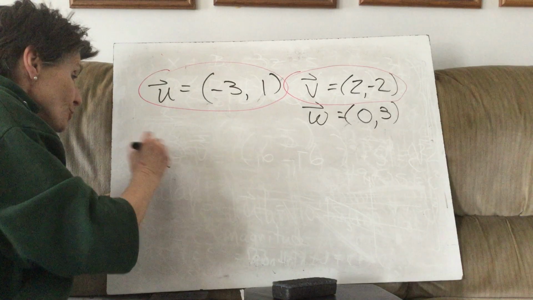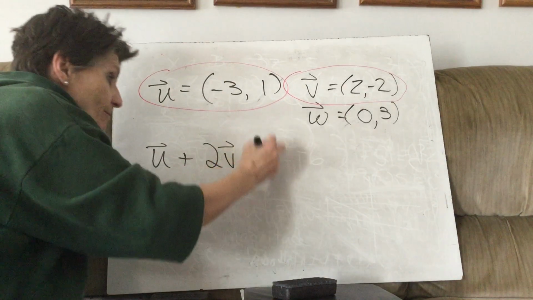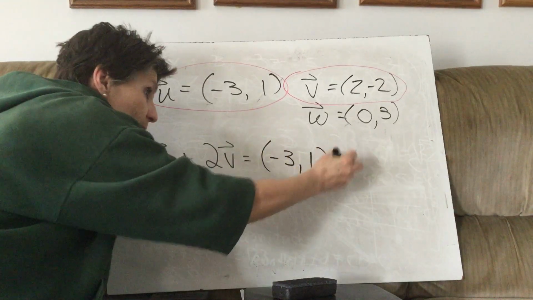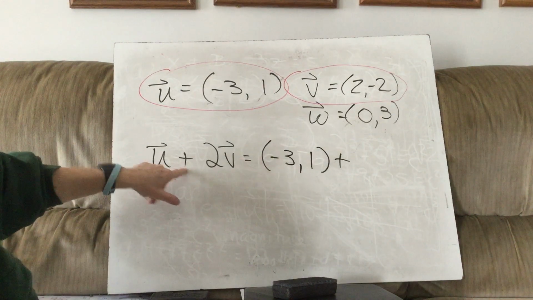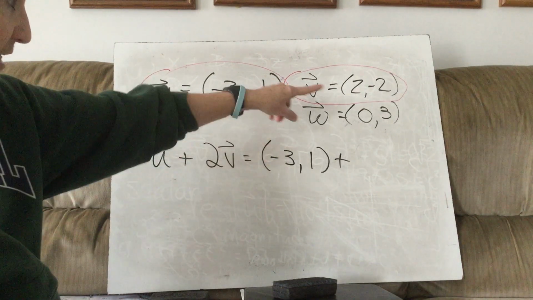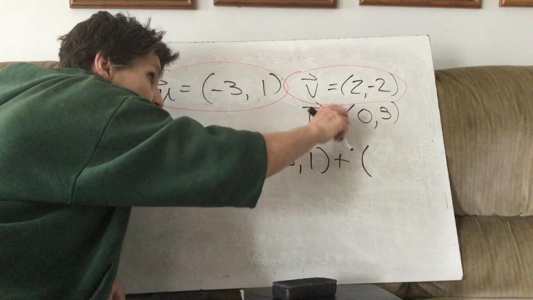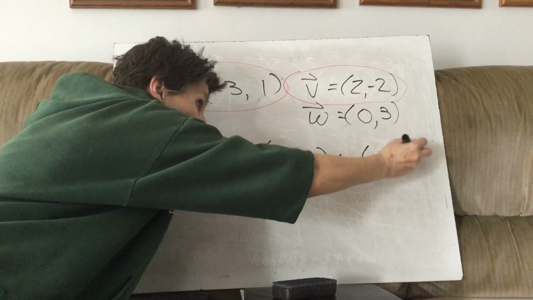The next one says u plus 2v. Now, u is negative 3, 1. But before you can add these, the first thing you're going to have to do is double v, right? Take 2 times v. So 2 times v, take 2 times those. So that would be 4, negative 4.